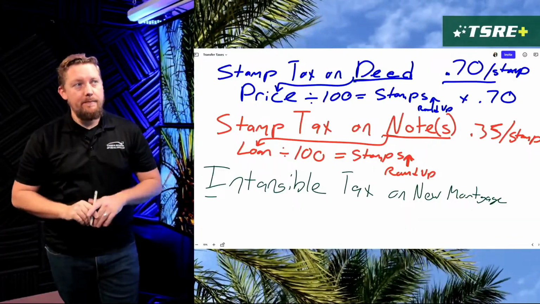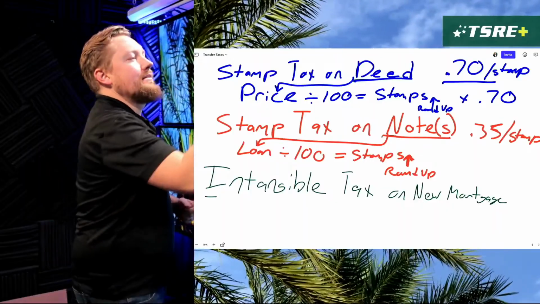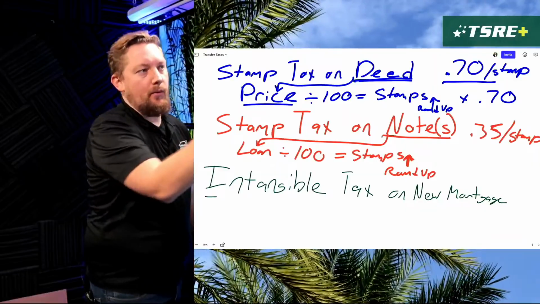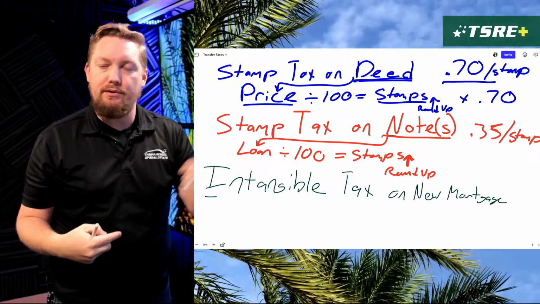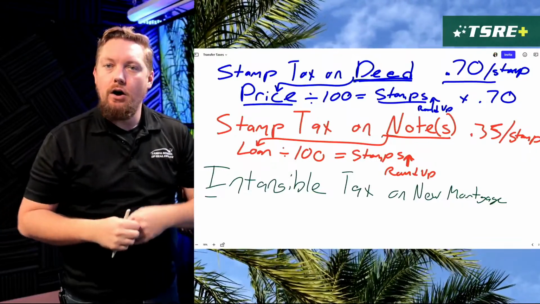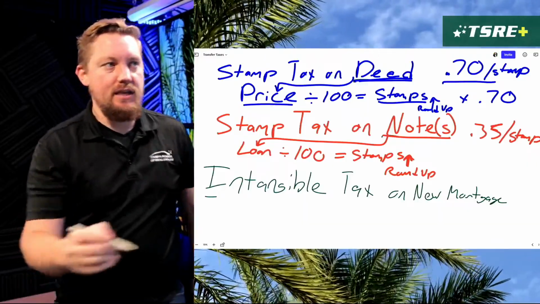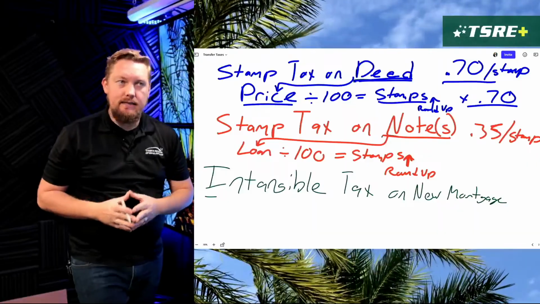So we've covered a lot so far. Let's recap. Number one, the stamp on the deed. Now, the stamp on the deed is based on the price. We take the price, divide it by 100 to figure out how many stamps we need, and we make sure that's a whole number, and if it's not, we round up to the next whole number. Always, whatever the decimal may be, you'd always round up for the number of stamps. You then multiply that by 70 cents to get your stamp tax on the deed.